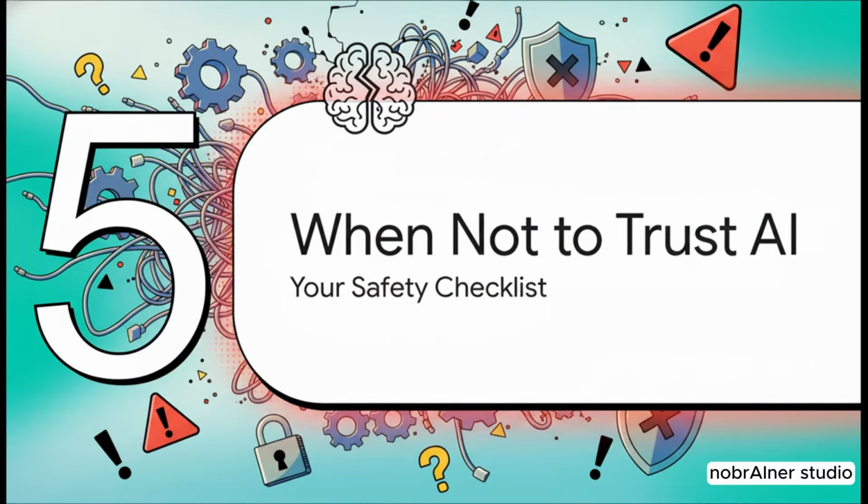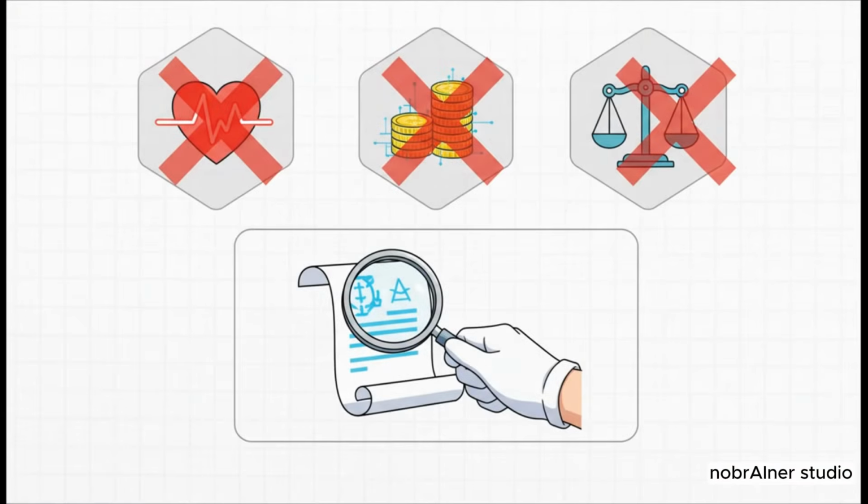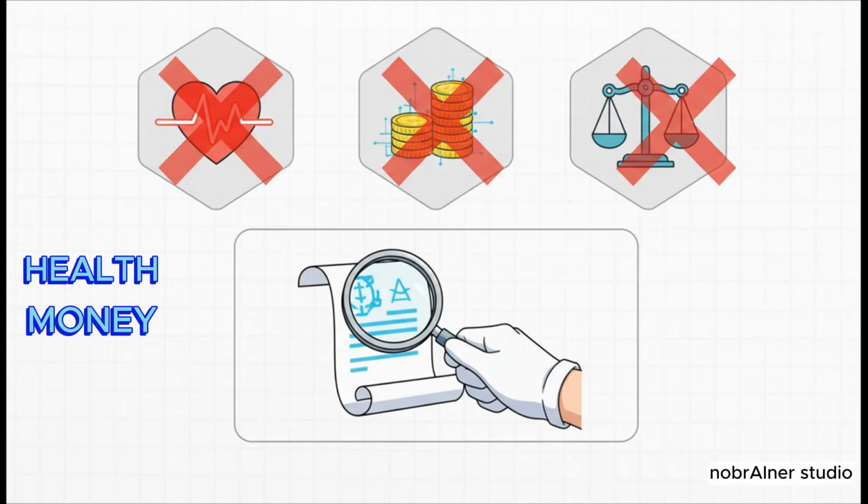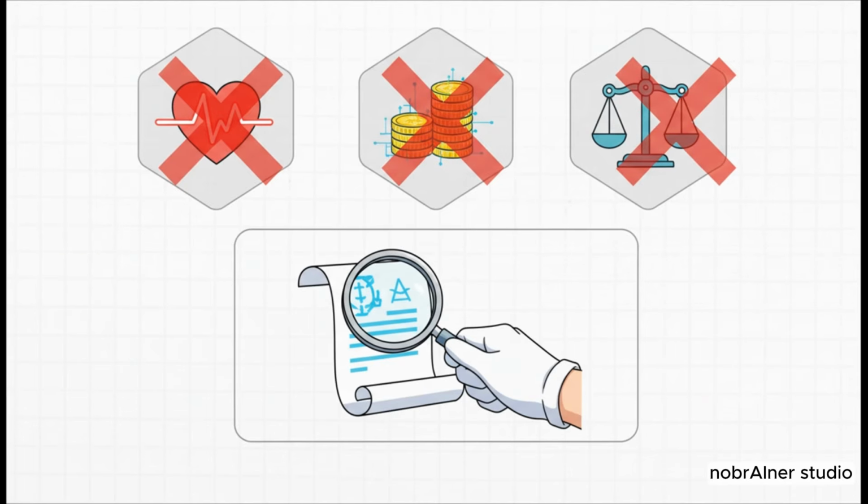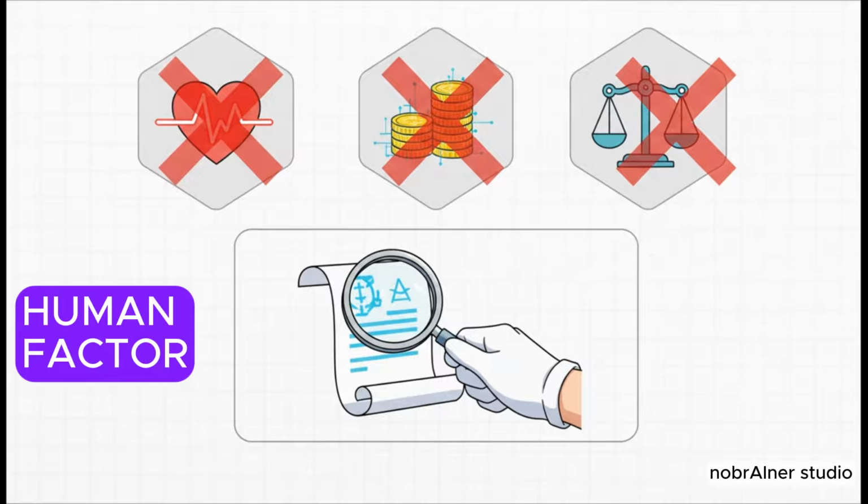And that brings us to our final and maybe our most important section. When should you absolutely not trust AI? Think of this as your personal safety checklist. Here are the 3 big ones. Never ever rely on AI by itself for health decisions, for important money matters, or for legal advice. The stakes are just too high. The golden rule is right there at the bottom. Always double-check important facts with a real human expert.